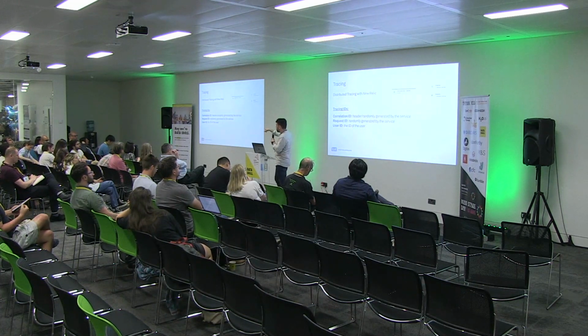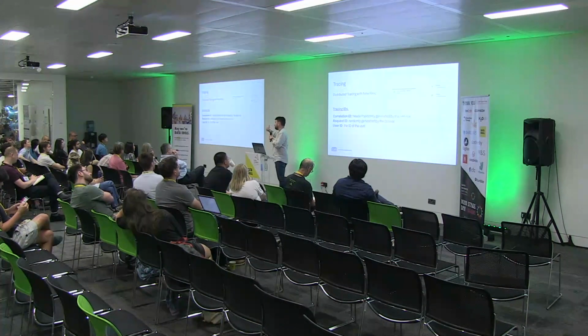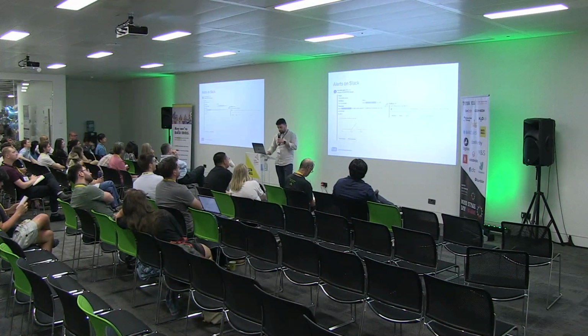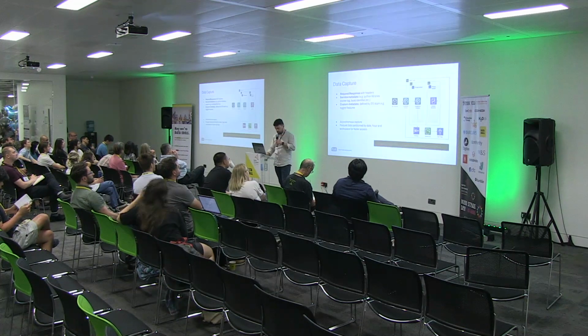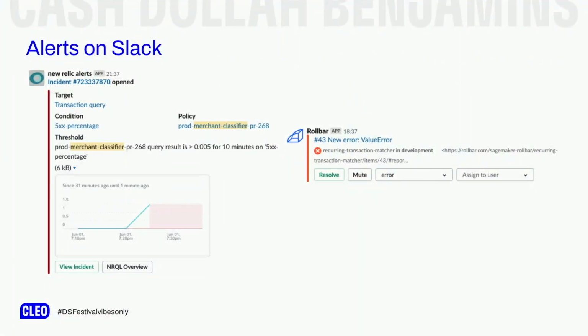So using the last one, you can see, for instance, which are the people that are impacted by an error, for instance, in Rollbar. And for us, it's very important. We have alerts on Slack for both New Relic and Rollbar. As you can see, this is for merchant classifier.